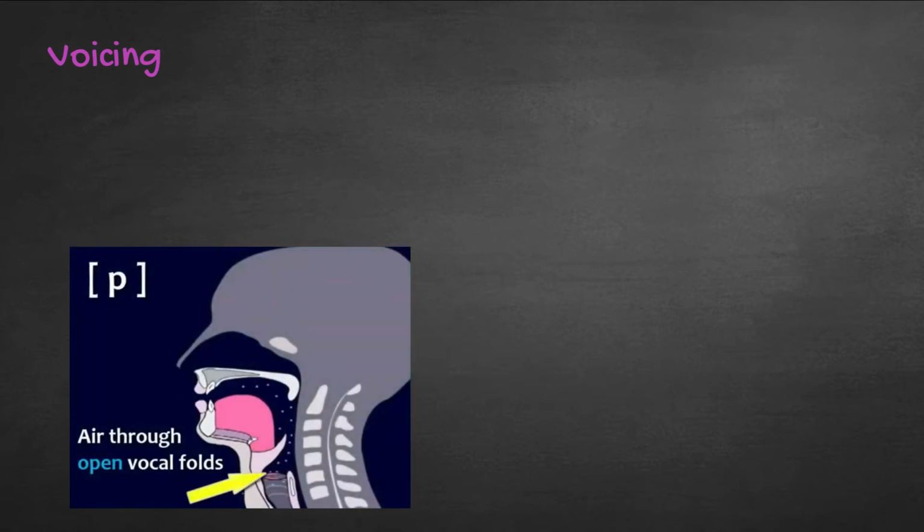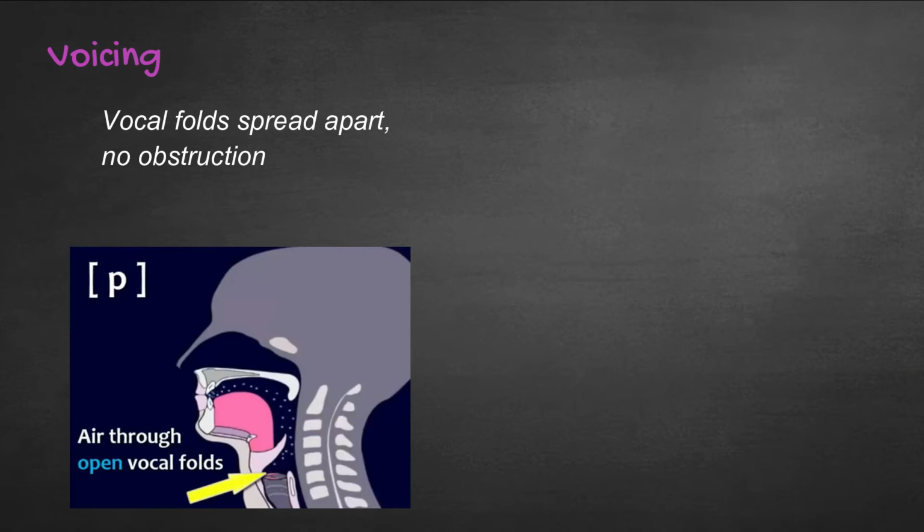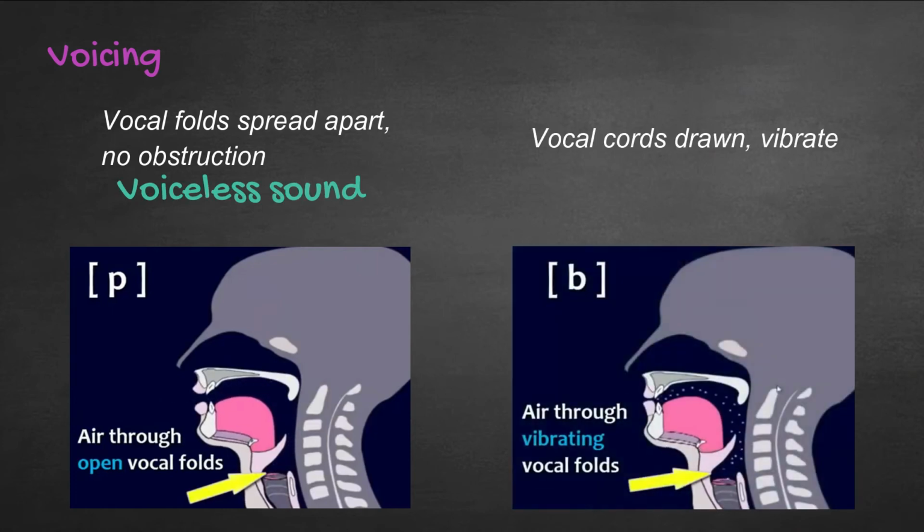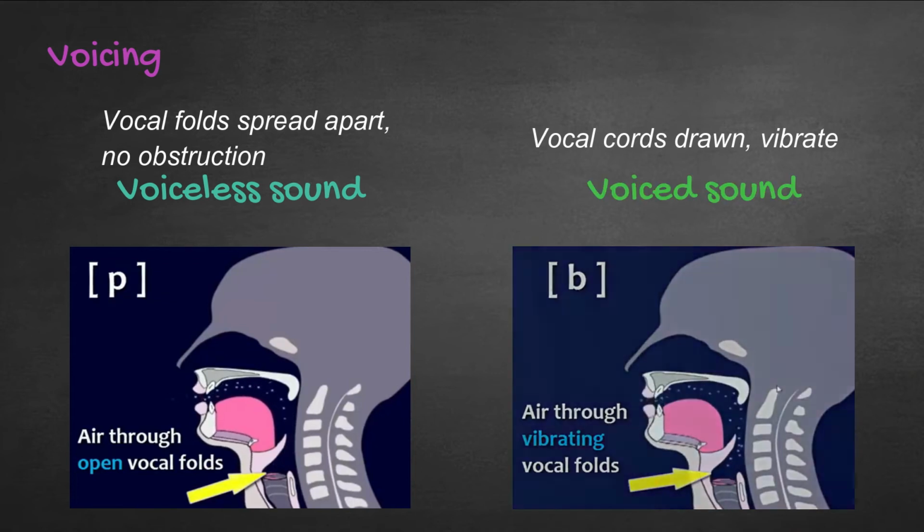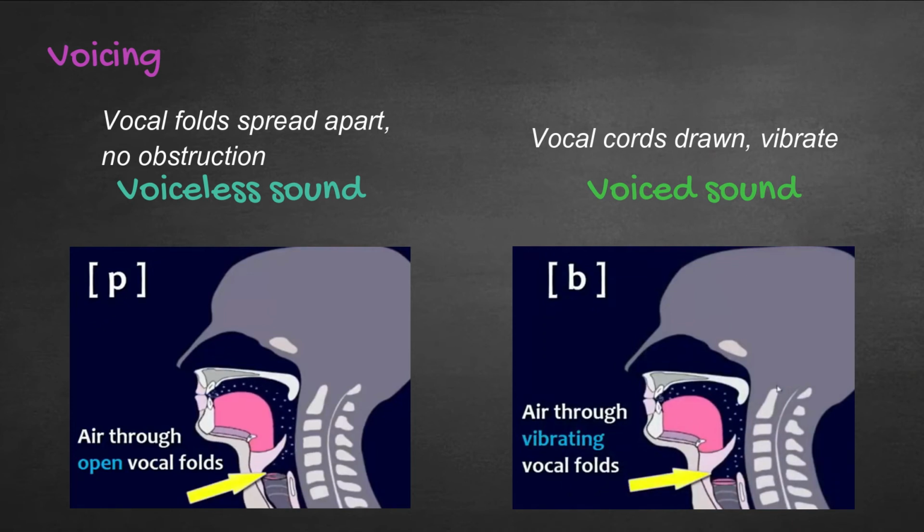If the vocal folds are spread apart, the air from the lungs passes between them with no obstruction, producing something called a voiceless sound. But if the vocal folds are drawn together, the air from the lungs repeatedly pushes them apart as it passes through, with a vibration effect, producing voiced sounds.